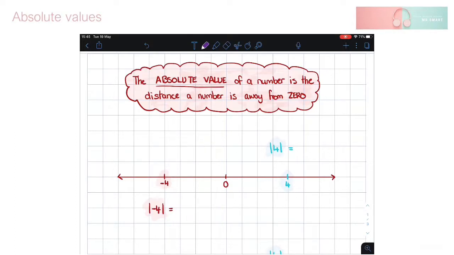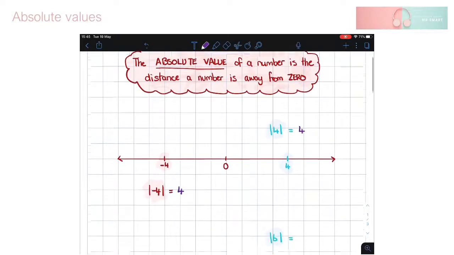We have a number line here and 2 points on that number line. We have 4 and -4. Now the absolute value of 4 is 4 because it is 4 away from 0. That is the distance away from 0. But also the absolute value of -4 is 4 because again it is 4 away from 0, just in the opposite direction.